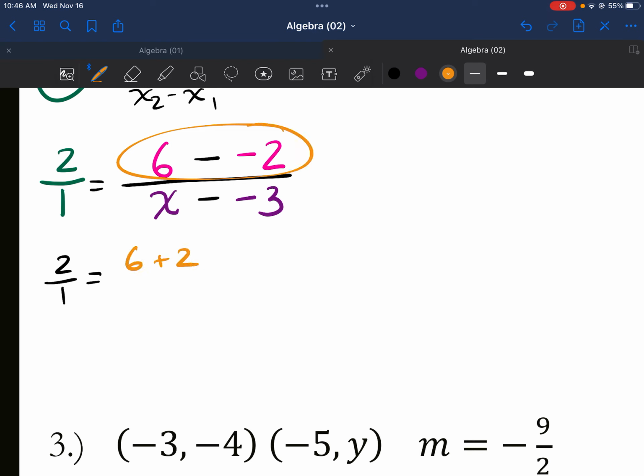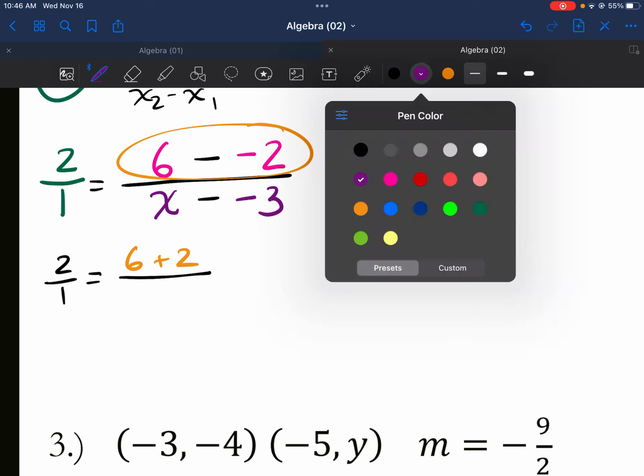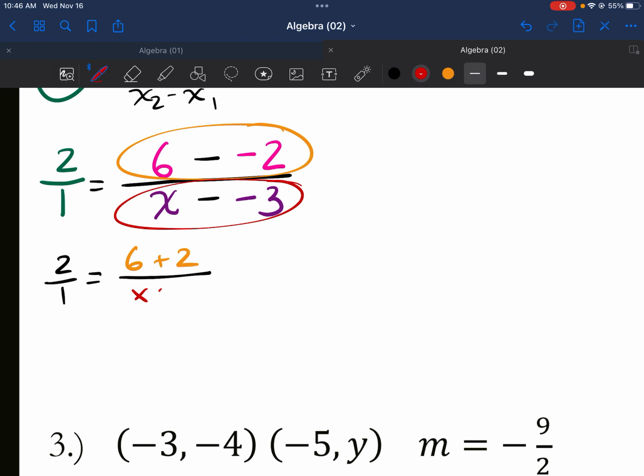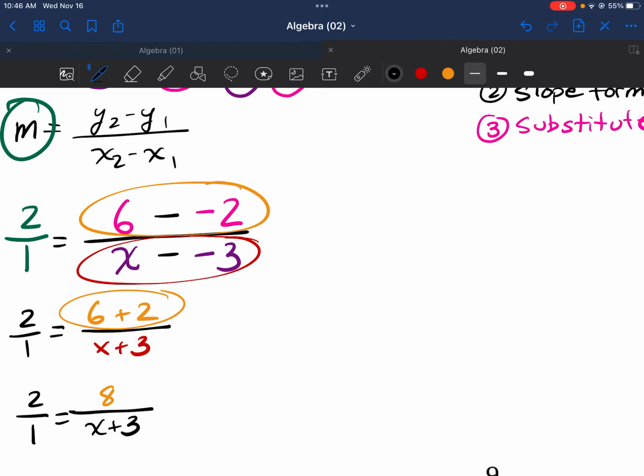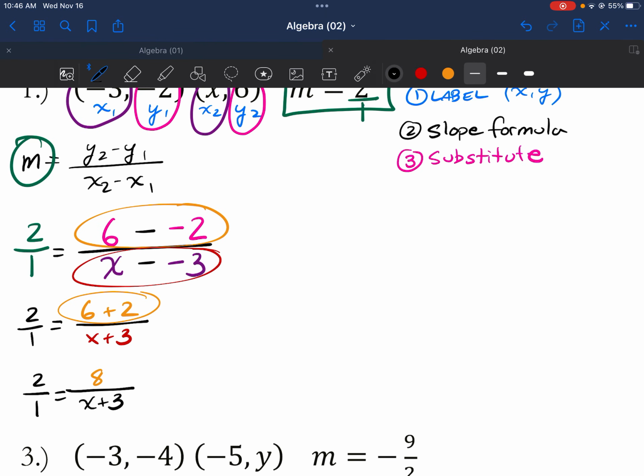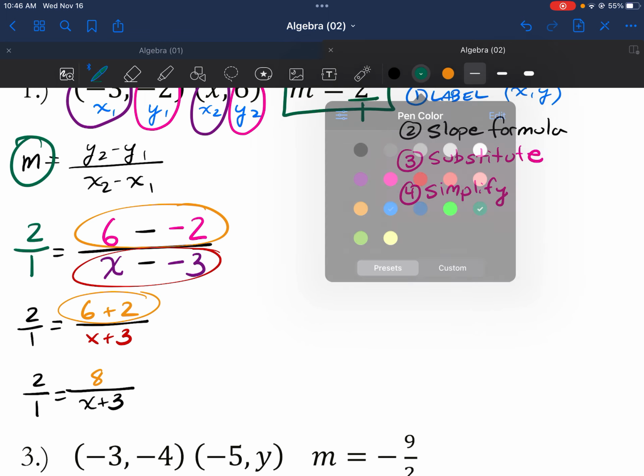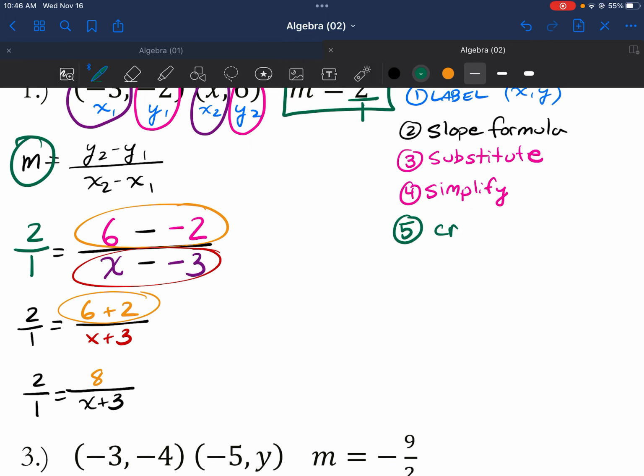This becomes 6 plus 2. And the denominator becomes x plus 3. So now if I simplify it further, 6 plus 2 is 8, and I get 8 over x plus 3. You can't simplify the x plus 3 anymore. So once you substitute, step 4, even like inside of substituting, is to simplify. And then step 5 is going to be cross product and calculate.